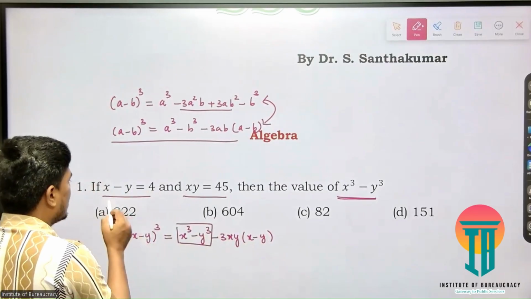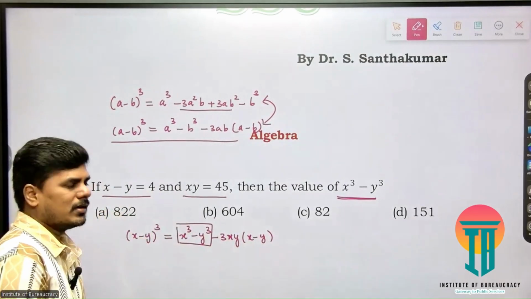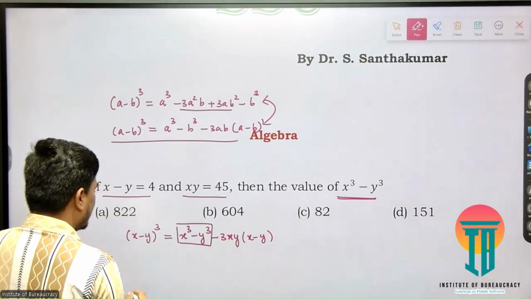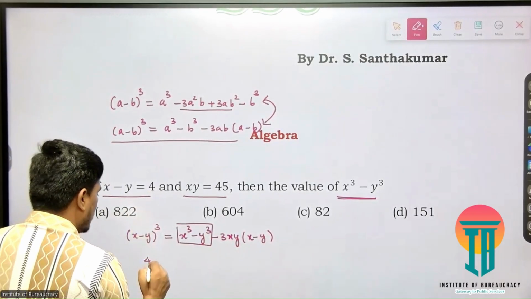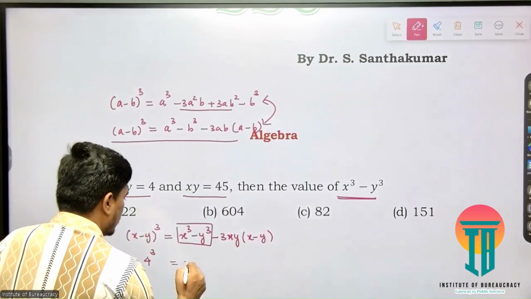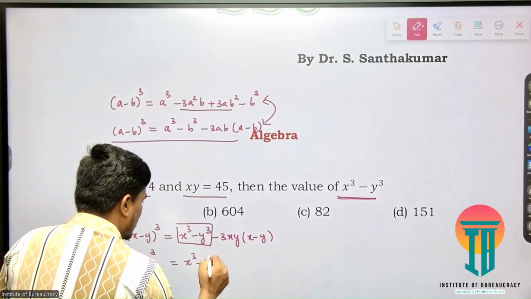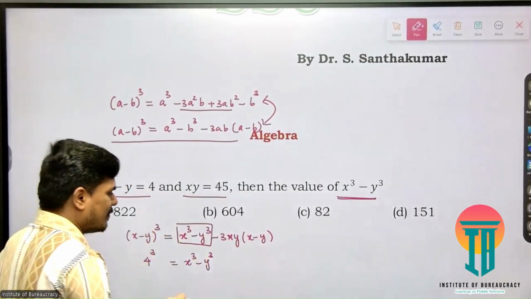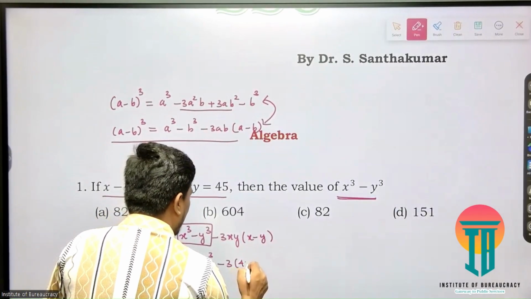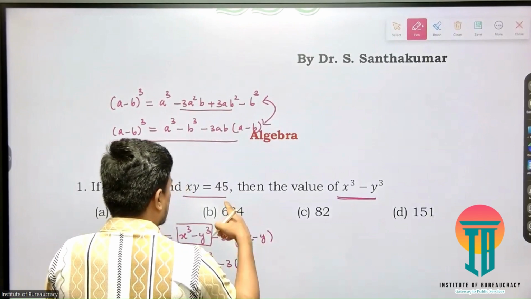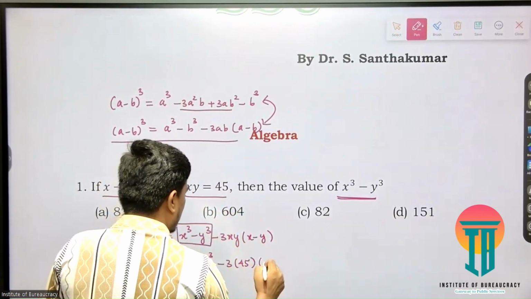Now the question is x cube minus y cube. They have given x minus y and also xy. Substitute and simplify, and you will get the answer. x minus y is 4, so it's going to be 4 cube, equal to x cube minus y cube, which is what we wanted to find. Let's keep that as it is. It is 3 into xy, which is 45, into x minus y, which is 4.